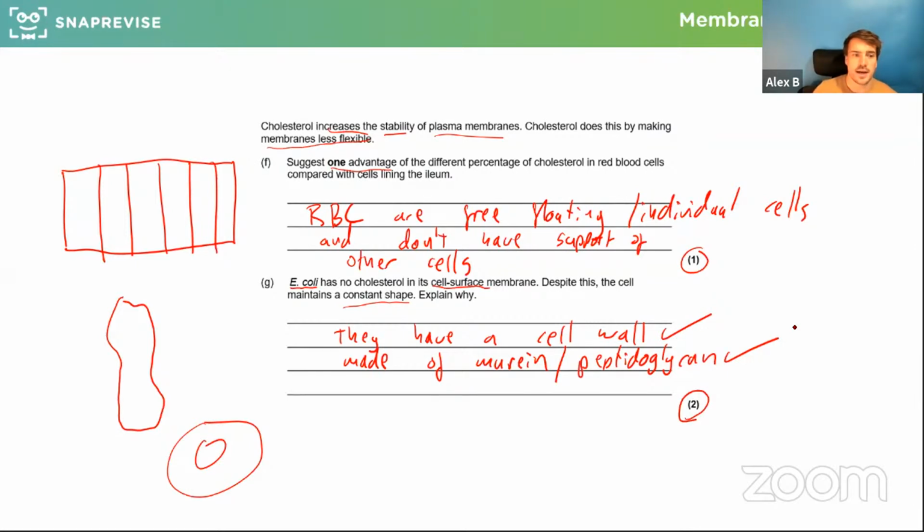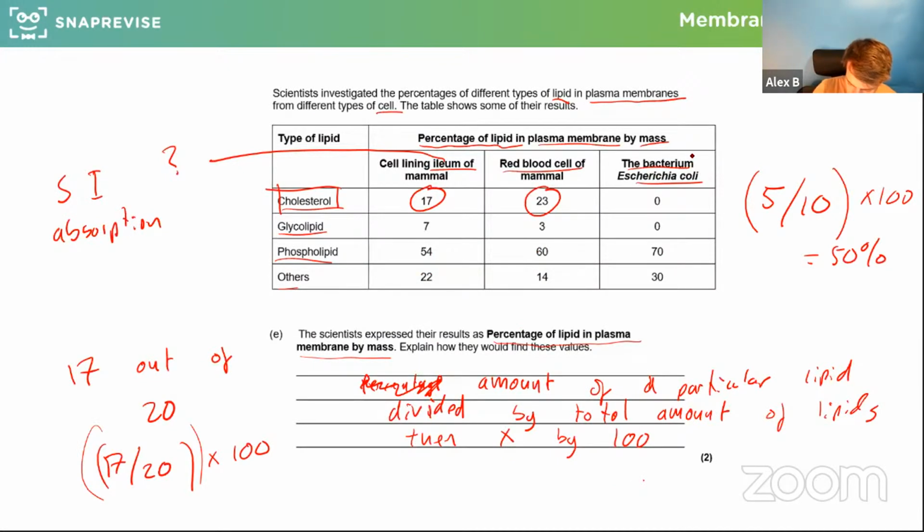How do you know that E. coli is a bacterium? Does it say? Yeah, here. You might have heard of E. coli. It's a common bacteria that lives in our digestive system. But even if you hadn't heard of it, it did actually say it in the question. So you didn't need to know that.